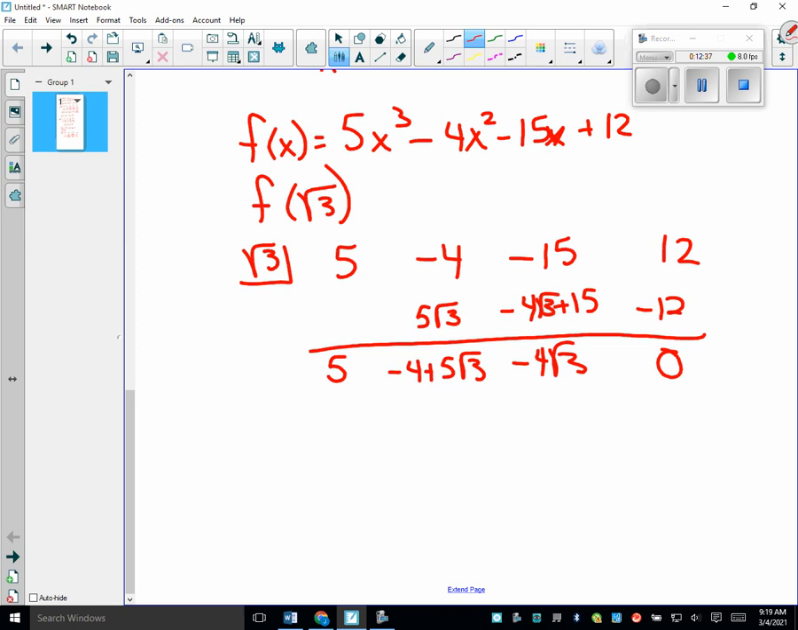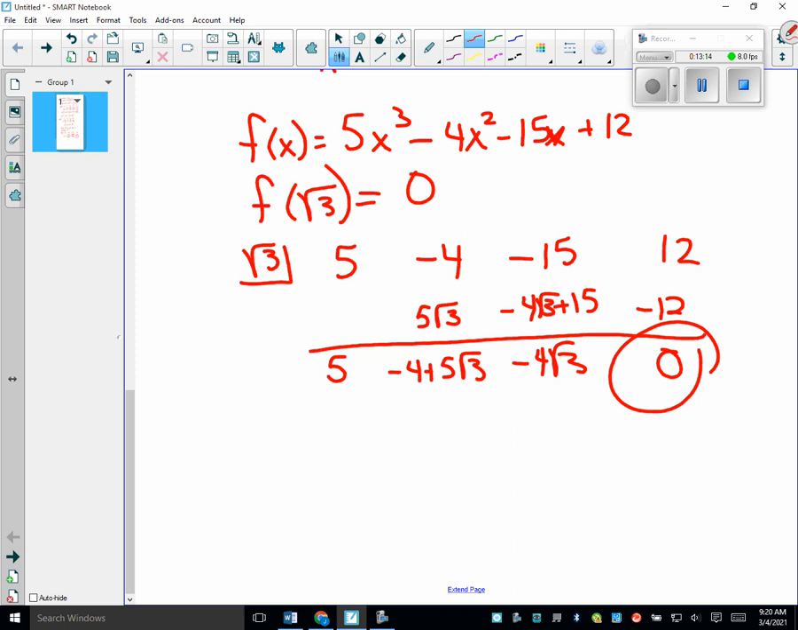My answer for this, remember when I have f of a number, my answer is a number, isn't it? This means everywhere there's an x, I'm going to put in radical 3. My answer is this number right here. So f of radical 3 is 0. It's whatever the remainder is, and it's called using the remainder theorem.